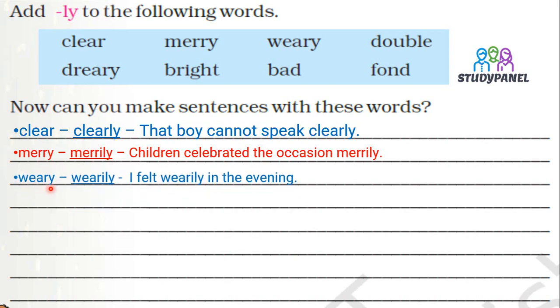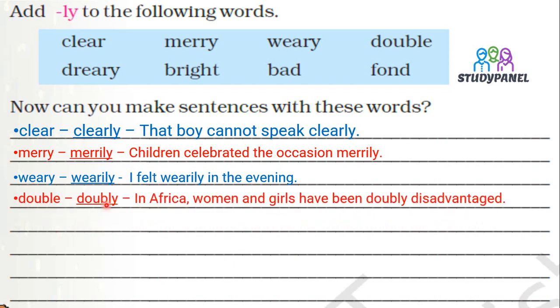See, again, this is a word ending with y. So we will remove this y, and in place of this y, we will add i. This is wearily. I felt wearily in the evening. See, wearily means extremely tired, very tired of something. So I felt wearily in the evening. Shaam ke samay mujhe bahut zyada thakavat lag rahi thi.